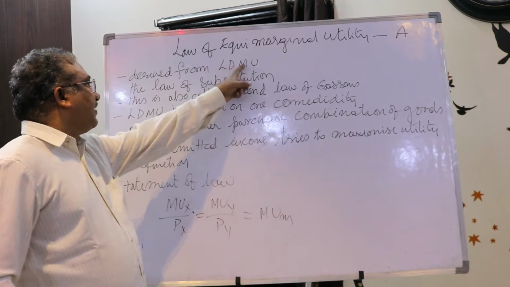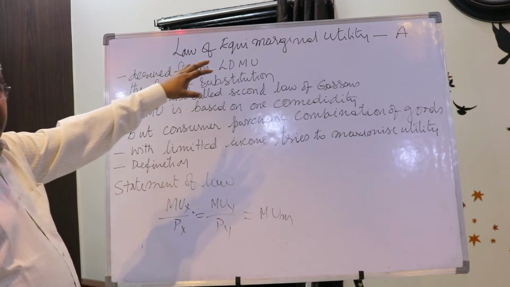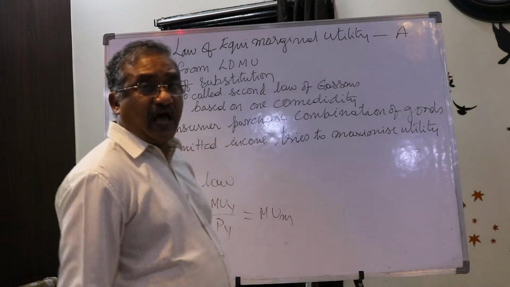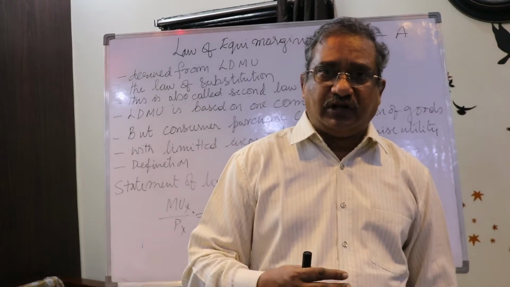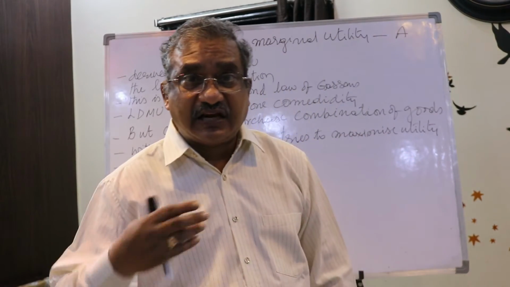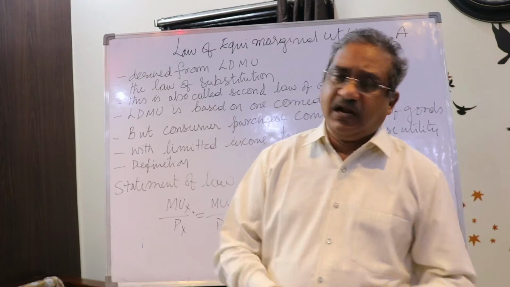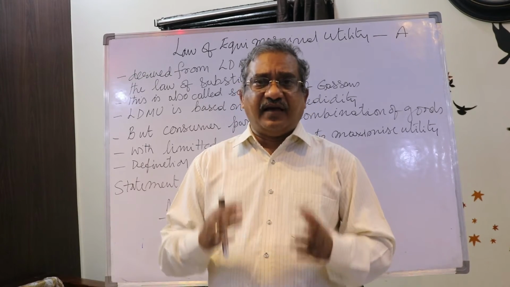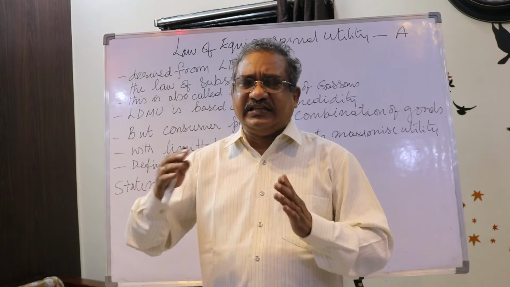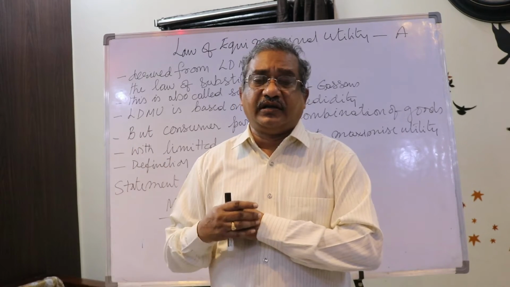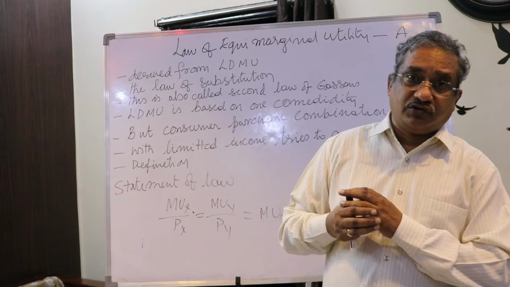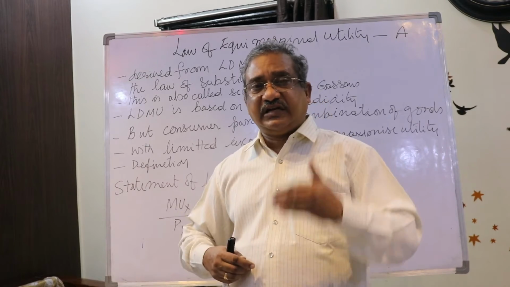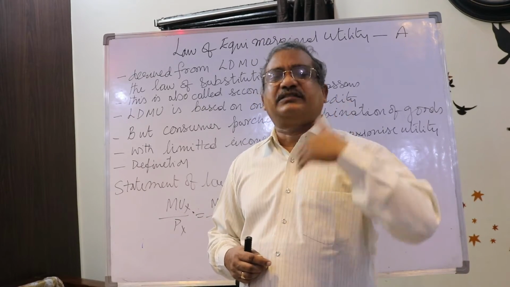This law of equi-marginal utility is derived from the law of diminishing marginal utility. This law is also called the law of substitution. Instead of one commodity, if another commodity is giving maximum satisfaction, definitely you will go for it. So the law of substitution means that when a person keeps changing his commodities to increase his satisfaction, it is called the law of substitution. Please try to understand it, it is very important.